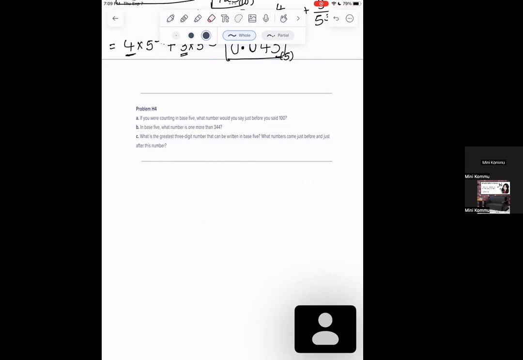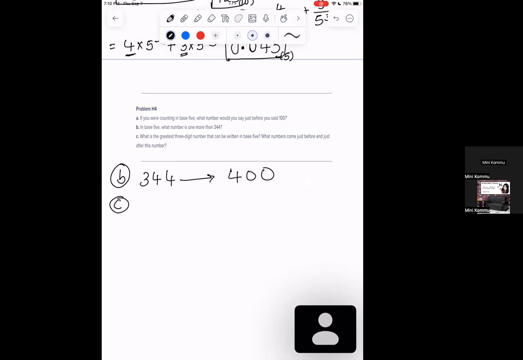So in base 5, what is one number which is more than 344? We just saw that, which is 400. Okay. What is the greatest 3-digit number that can be written in base 5? What number comes just before and what number comes just after? Honestly, I have made a base 5 table. You can go ahead and do the same.